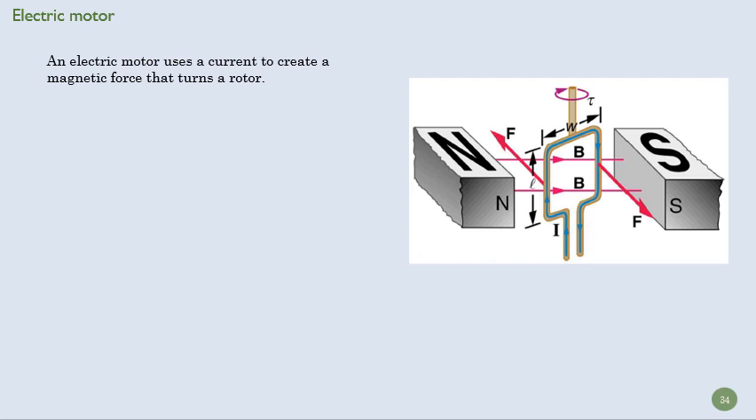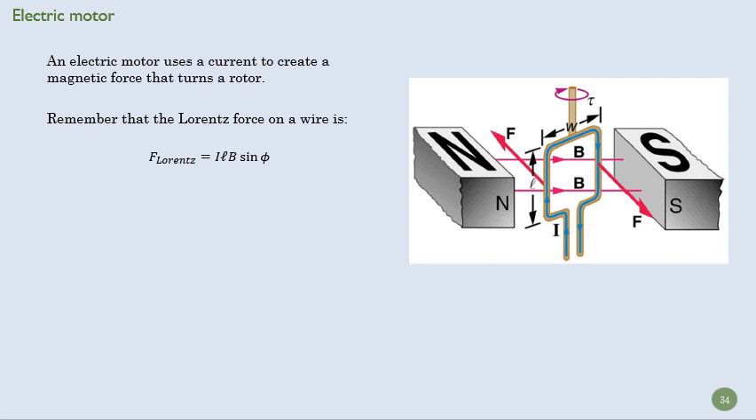So an electric motor uses a current to create a force that turns a rotor. So in, say, an electric car, right, I run a current from my battery through the motor, and that creates a torque that turns the wheels. Okay, so that's our basic setup with an electric motor.